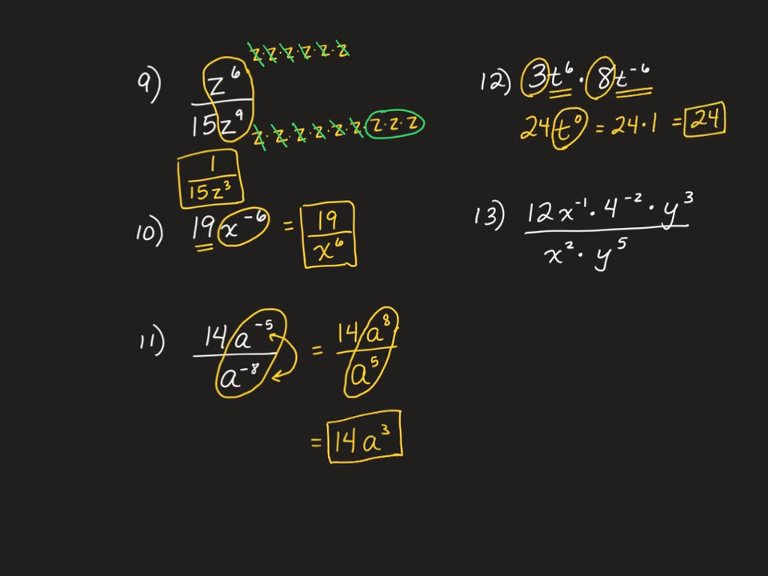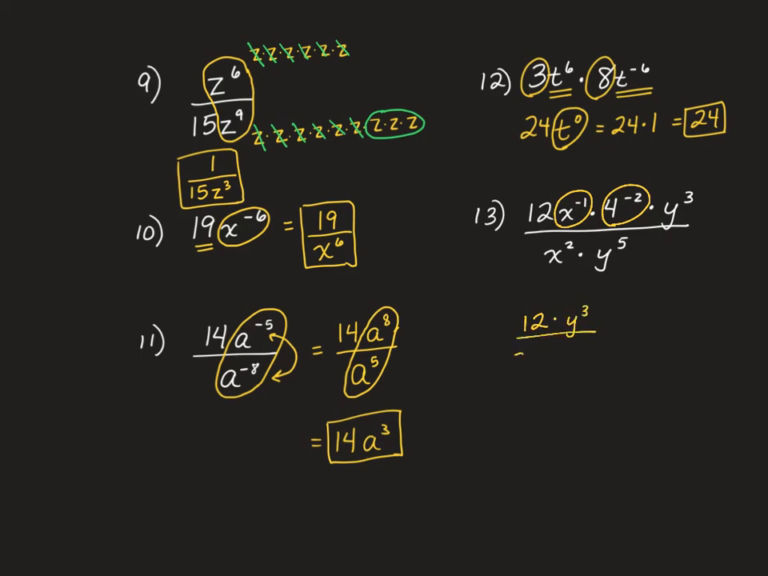There's a lot going on in number 13. The first thing I'm going to do before I try to combine anything together is move my negative exponents to the other parts. So in this case, I have 2 that are on the numerator. They're going to go now to the denominator. So I still have a 12 on the top. I still have a y to the power of 3 on the top.